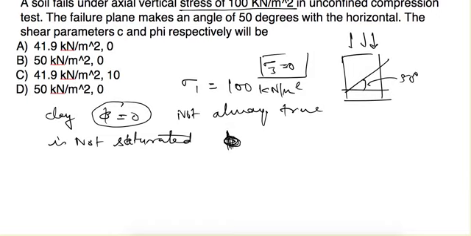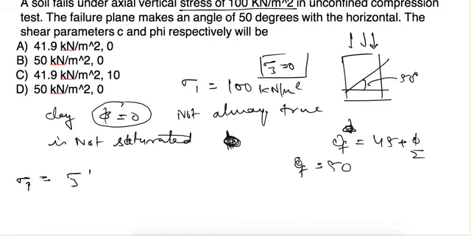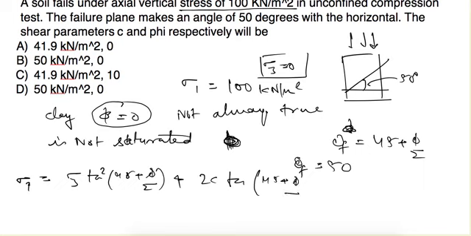The failure plane makes an angle of 50 degrees with the horizontal. So we know that the angle of the failure plane with the horizontal is 45 plus phi by 2, which is given as 50 degrees. Theta f is equal to 50 degrees. And our basic equation is sigma 1 is equal to sigma 3 tan square (45 plus phi by 2) plus 2c tan (45 plus phi by 2).